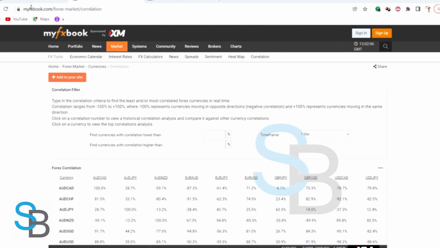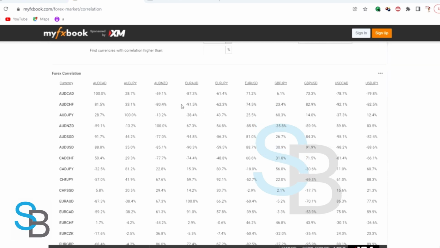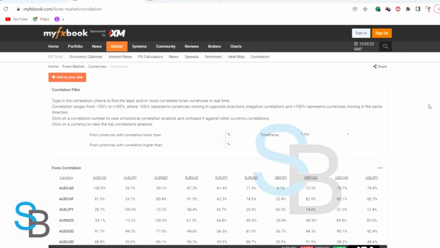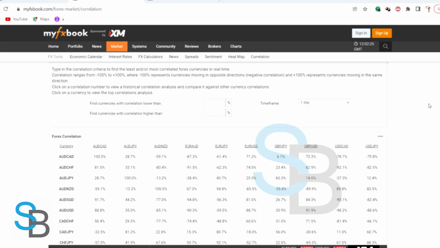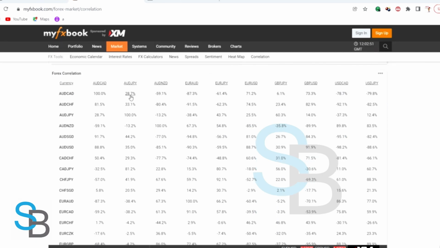Now, this next site is myfxbook.com. You can see the link here. Just copy it and go to the site. This site will show you more about correlation. It will show you currency pairs and their level, or percentage, of correlation. There are currency pairs here and currency pairs here. We can see AUD CAD and AUD CAD, which are positively correlated, of course, because they are the same currencies. We have AUD JPY and AUD CAD, which are 28.7% correlated. We have AUD JPY and AUD CHF, which are 33.1% correlated.